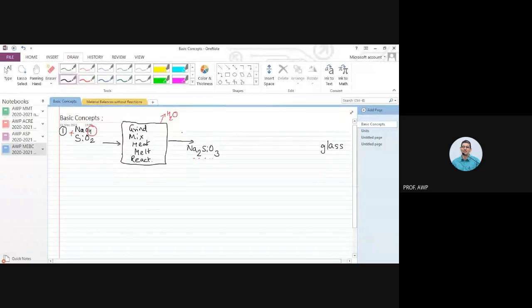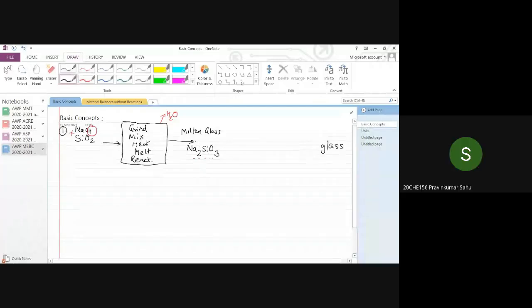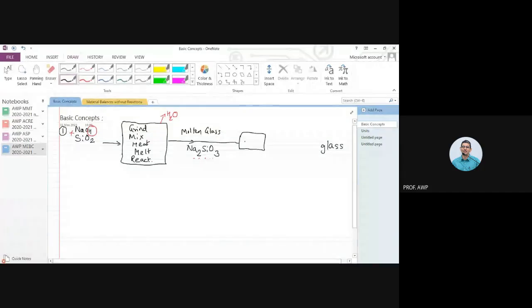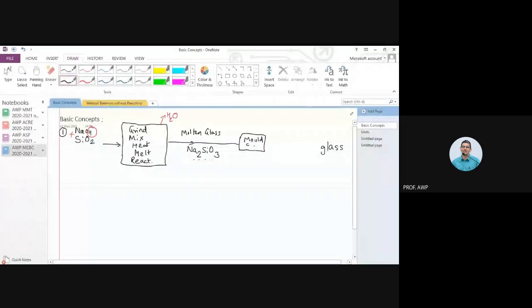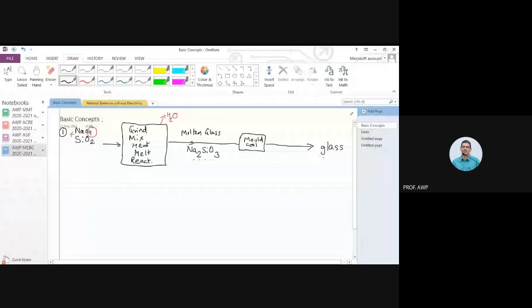Okay, then what do we do with this molten glass now? Now that we have a molten glass, what do we do with it? Mold them, cooling. So you put them in a mold if you like, and then you cool them, and then you take it out, and now you have a glass. Let's say a glass decorative piece.